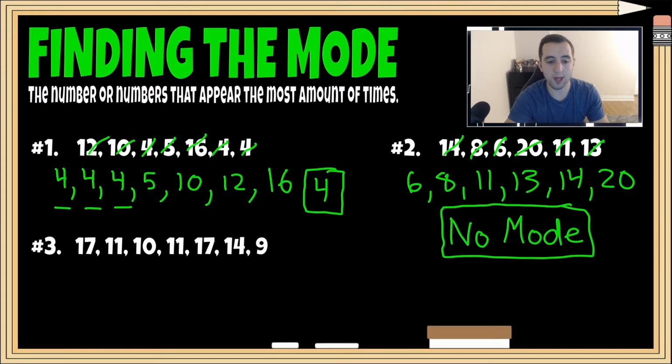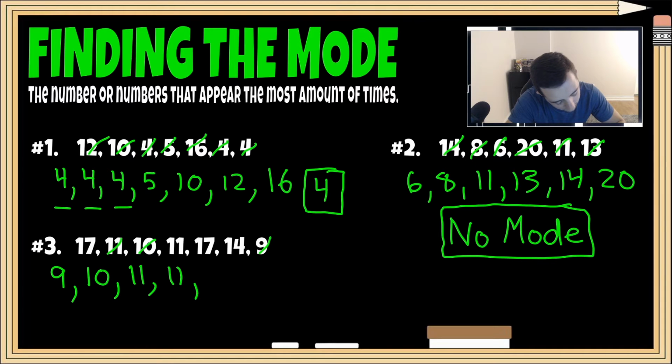Now, the last one we have is number 3. Again, let's order them from least to greatest here. So we have 9, again, crossing them out so I don't miss any. Then we have 10, 11, looks like we have another 11, 14, 17, and finally another 17.